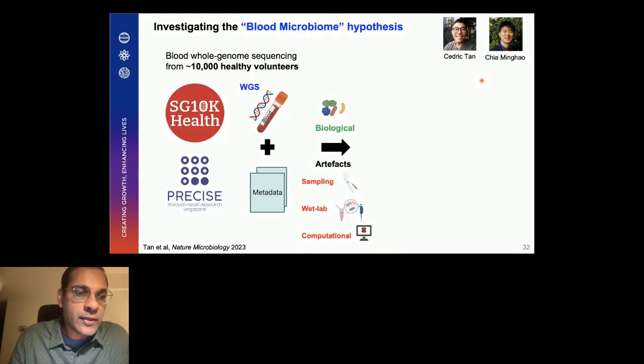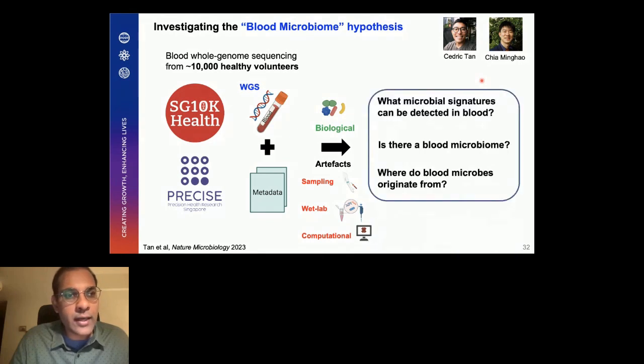We had an advantage because we have data from different cohorts, as there were sub-cohorts in this study, and that allowed us to compare and contrast these cohorts to identify artifactual signals. This is work by Cedric Tan, who's now doing a PhD at University College London. We used this data to ask several questions, including what microbial signatures can be detected in blood, whether there's indeed a blood microbiome, and where the blood microbes that we detect originate from.